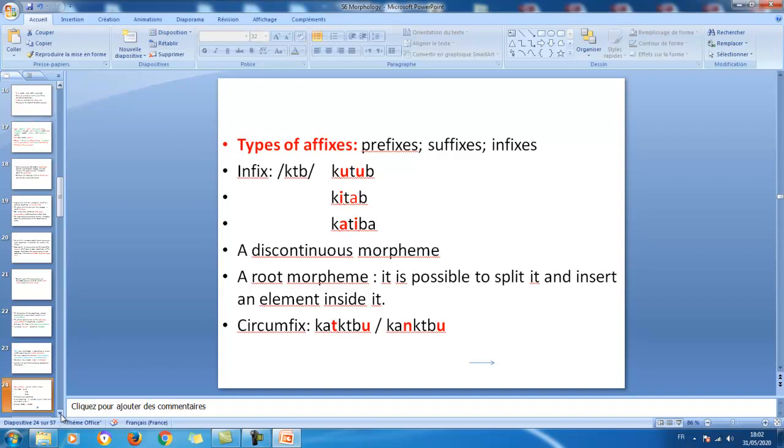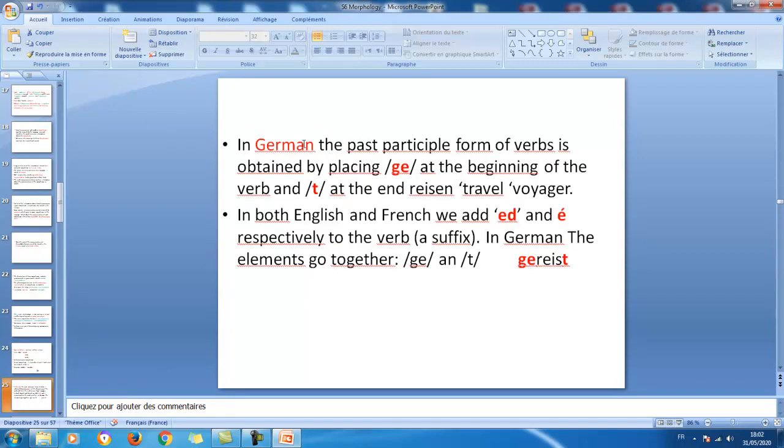Okay. Now this kind of circumfix is found in German. In German, if you want to obtain the past participle form of verbs, you have to add ge at the beginning of the verb and t at the end. Okay, so let me just read. In German, the past participle form of verbs is obtained by placing ge at the beginning of the verb and t at the end. Reisen, travel, or voyager in French here. In both English and French, we add ed and this é, voyagé, traveled, respectively to the verb as suffix. Now in German, the elements go together, ge and t. Look, gereist here. So this is the past participle form of the verb reisen, gereist.